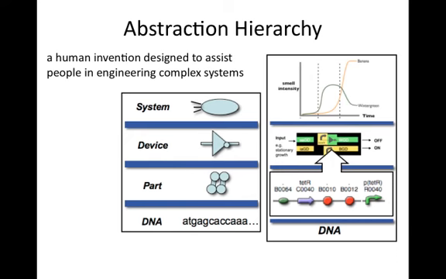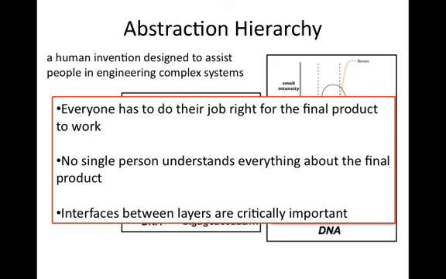So that is a quick walkthrough of the abstraction hierarchy, where we've gone, in this case, mentioned how DNA can be defined into parts and how parts can be assembled into devices. And just like the abstraction hierarchy that we talked about when they built the Boeing 777, all the same elements are true for this engineering concept, that everyone has to be doing their job right for the final product to work. If I build a genetic inverter that doesn't work very well and you use it to build a system, your system won't work well.